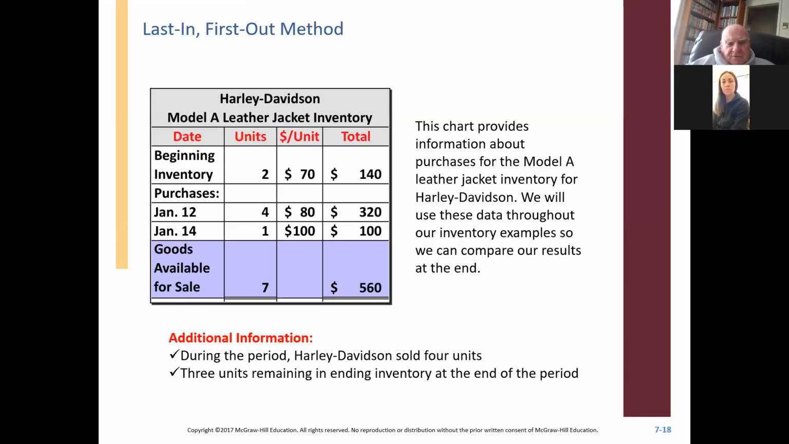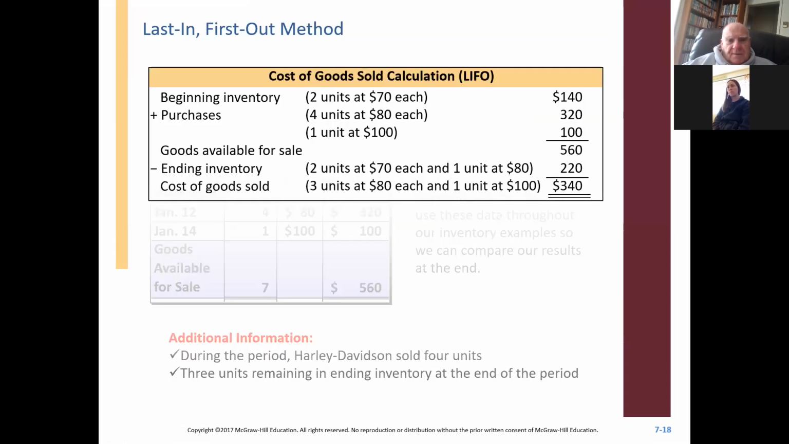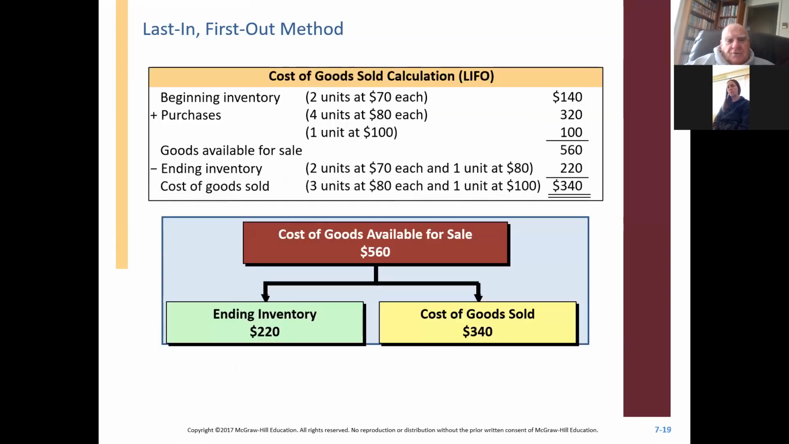And here they're again reminding us, which is good, that the total cost of goods available is always the same. And here's their calculation. So here we're looking at cost of goods sold 340.